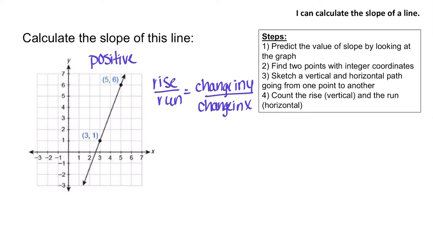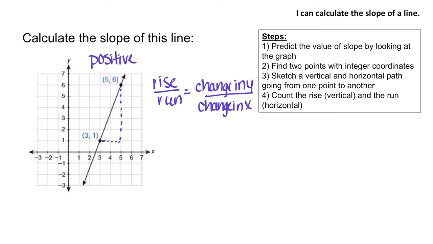Then you're going to find 2 points with integer coordinates. You can see here 2 points are already labeled for us. Now we're going to sketch a vertical and horizontal path going from one point to the other. If I imagine I'm going from 3, 1 to 5, 6, I would have to go this direction horizontally, and then I'd have to go this direction vertically. Now we're going to count how many squares we moved over and up to figure out the slope.